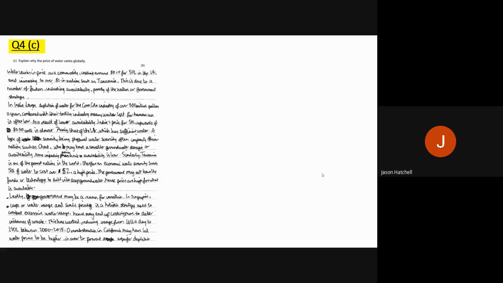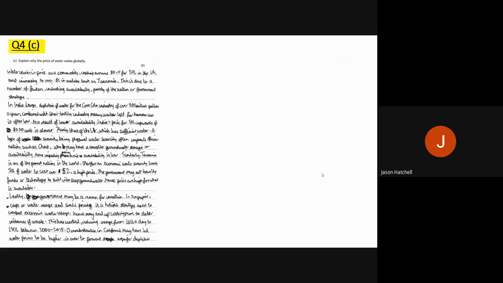Question 4C. Explain why the price of water varies globally. Now, this question requires you to say more than just that the reason the price of water varies globally is because of wealth and availability. That is not the answer. That would be a very basic GCSE answer. You need to use specific examples here, and you need to explain the link between the price of water and different physical and human factors.